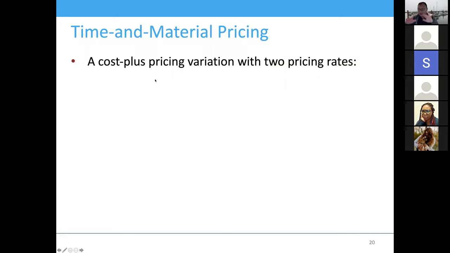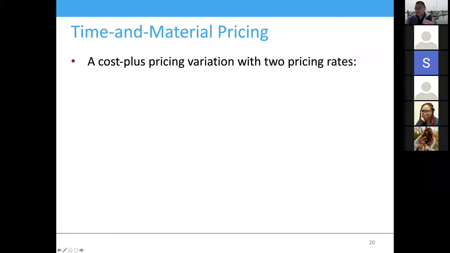So under the umbrella of the cost plus pricing, we have this variation: time and material pricing, okay? So you think about the professional corporations, right? As an accountant, I have my own practice. So what's the major cost, right? Materials and labor, those are the two major costs, right? The labor cost is probably the main component of the cost, okay?